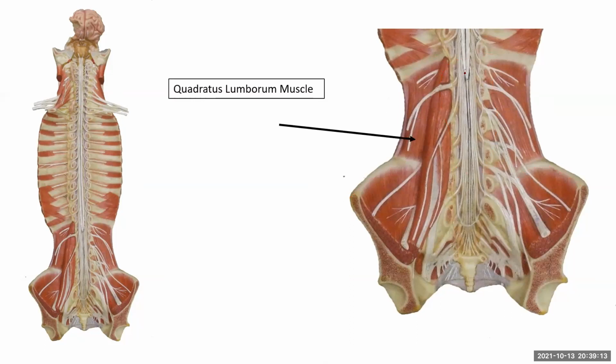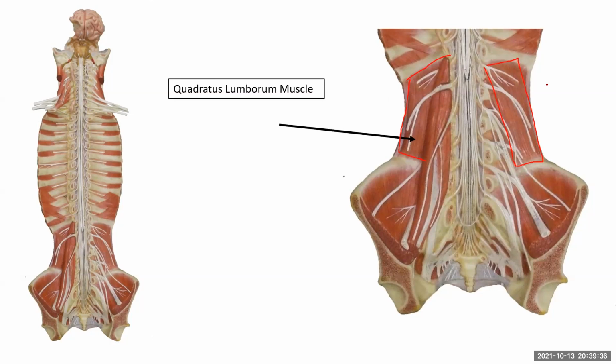Just lateral to that is the quadratus lumborum muscle. This is a rectangular shaped muscle. You can see it a little bit better here on our right side. All right, the quadratus lumborum muscle is going to help to keep you upright. In fact, all of you are using that muscle right now.